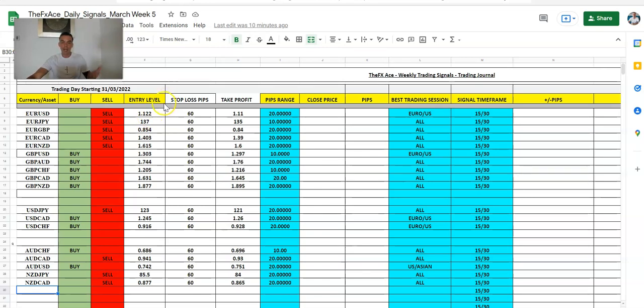112.400. The entry was 112.400. It means your stop loss is going to be 60 pips, so 60 pips will be 113. Very, very simple terminology in trading.